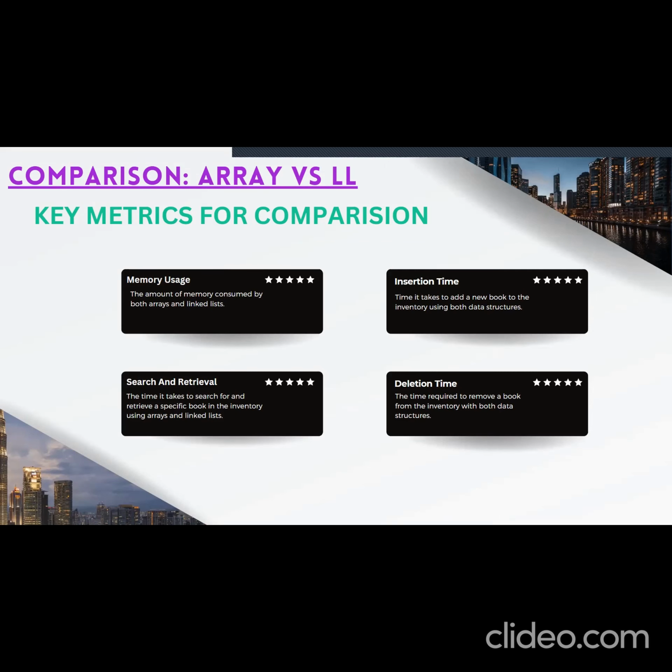And for deletion, an array can be O of n if the element location is not known, as it might require shifting elements. While in a linked list, it is usually O of 1 if you have a reference to the node you want to delete. While in the category of memory usage, an array has a fixed size, so you must allocate memory for the maximum number of books you expect to store. So in this regard, linked lists are better as you can store any amount of books.